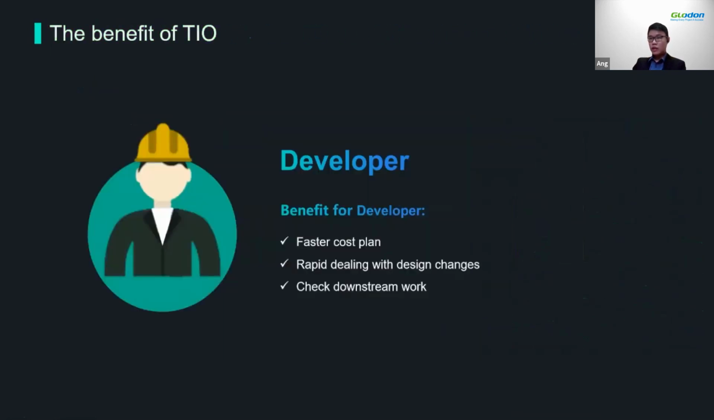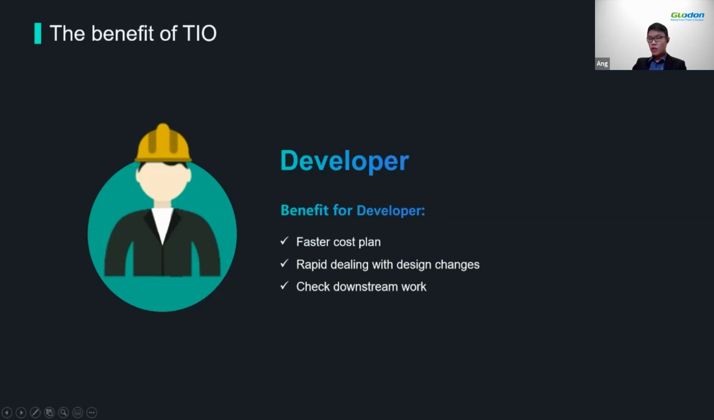Some of the benefits that TIO can bring to construction parties, for example, developers. One of the main advantages is that it will bring a faster cost plan. This is because developers usually have their own design team. Their design team will design a model, and from that model they can have a 3D model. Then by using TIO, they can get the quantities within just 10-20 minutes. So it allows a faster cost plan.